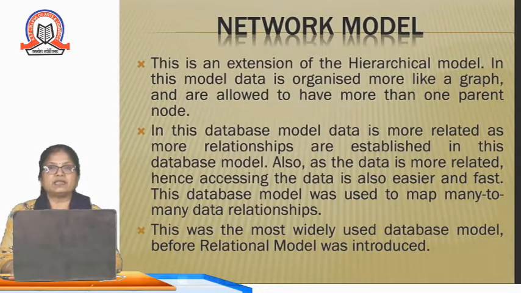Second type is the network model. This is an extension of the hierarchical model. In this model, data is organized more like a graph and nodes are allowed to have more than one parent node. In this database model, data is more related as more relationships are established. Also, as the data is more related, hence accessing the data is also easier and fast.